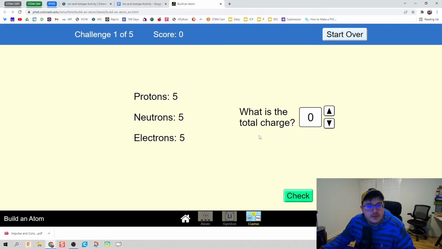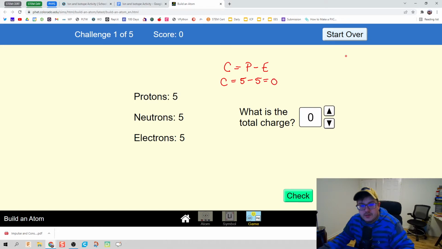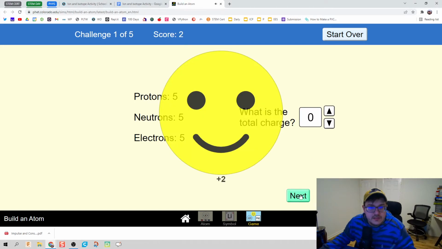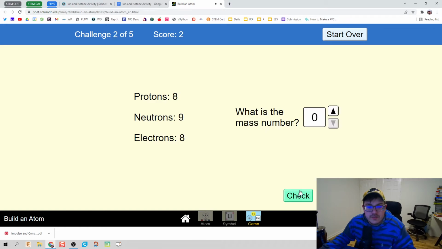So for this kind of question, it asks us, what is the charge? Well, to find charge, we're going to use the formula we just wrote down. Charge equals protons minus electrons. So 5 minus 5, which is 0. So what is the total charge of this atom? 0. What is the mass number?